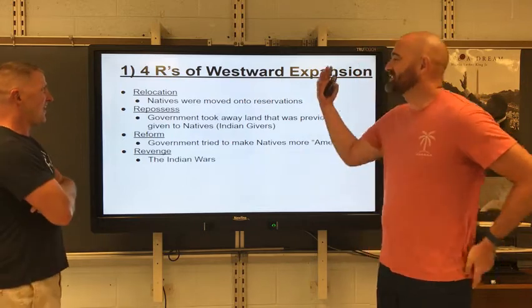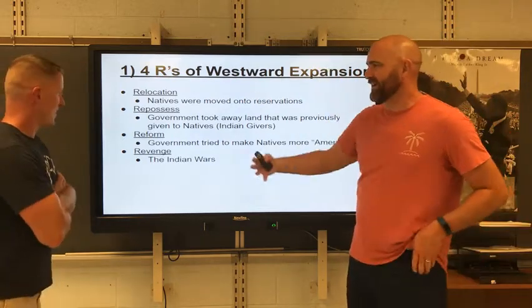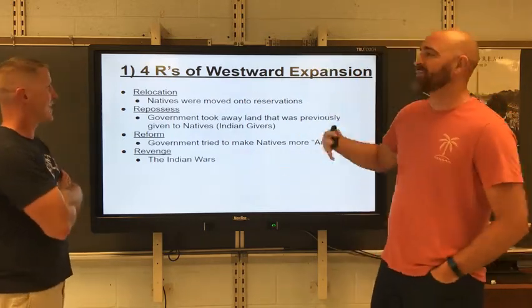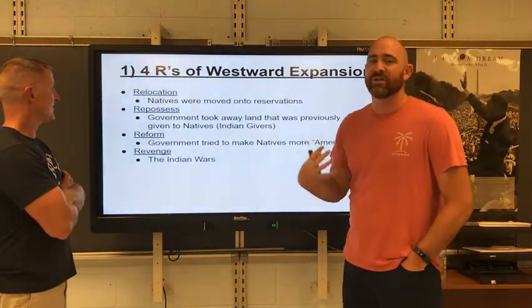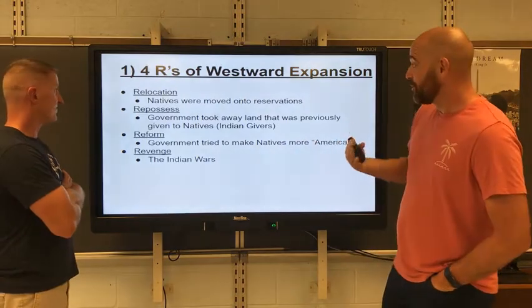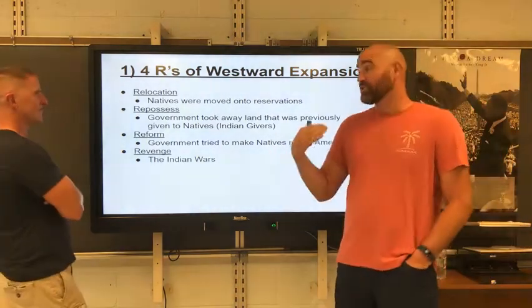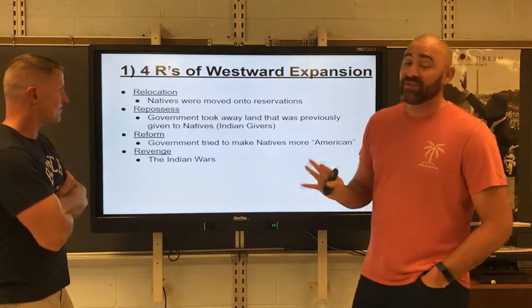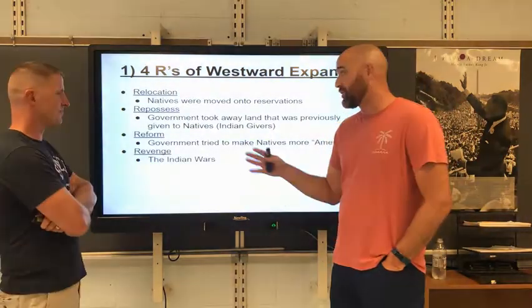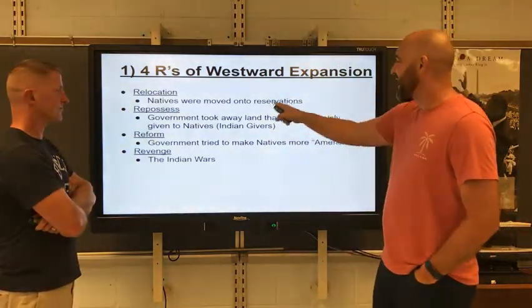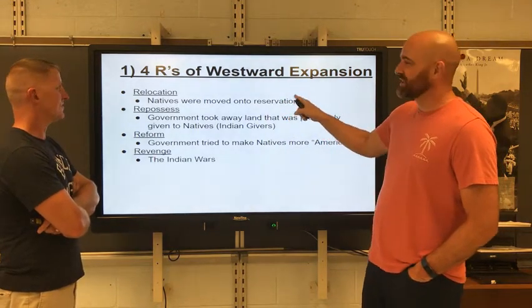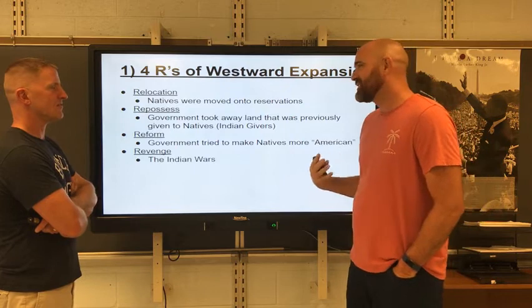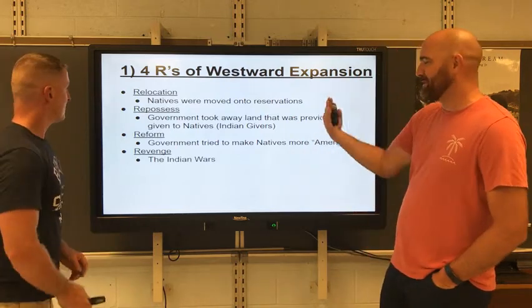I think this is an easy mnemonic device to remember the impact that westward expansion has on Native Americans, starting with the first R of relocation. Native Americans were in many cases forcibly moved off of their land onto areas the United States government set aside for them called reservations. That alone gives my kids some trouble because they think that reservations is one of the R's, and I never take that away from them if they mess that up.